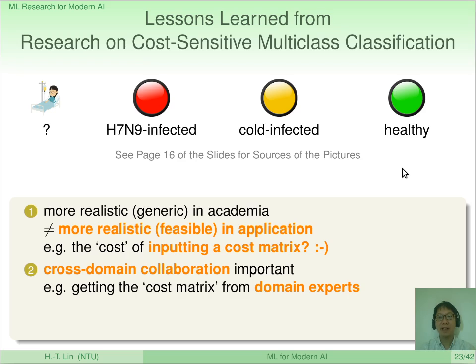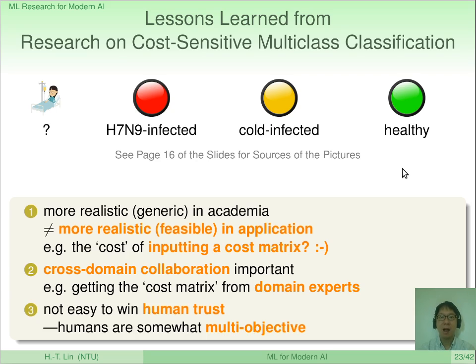And to really make application intelligence, it's important to have cross-domain collaboration, because we do need the inputs from the doctors regarding the cost metrics, regarding whether it actually satisfies your need. But if you collaborate with humans in other domains, you need to be aware that it's very hard to win human trust because humans tend to be multi-objective, like being cost and error sensitive. And therefore, after you solve one problem, humans would want you to solve another. And that's the continuous journey to achieve actual application intelligence that can help humans.